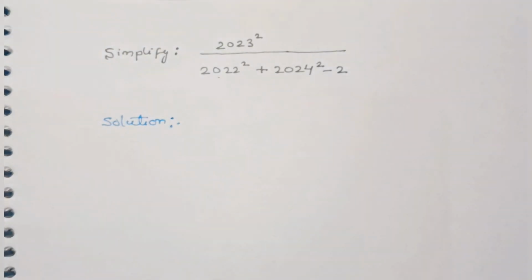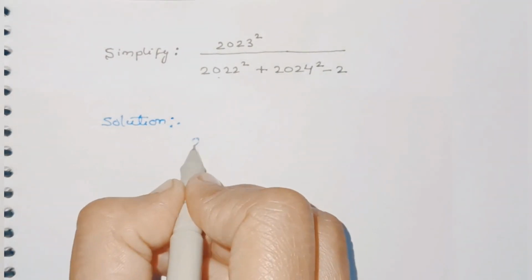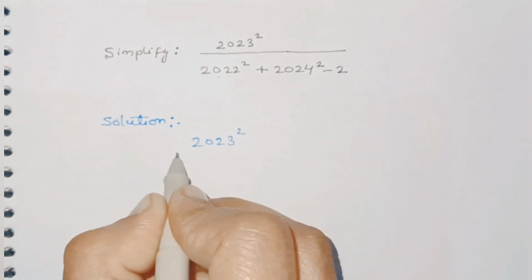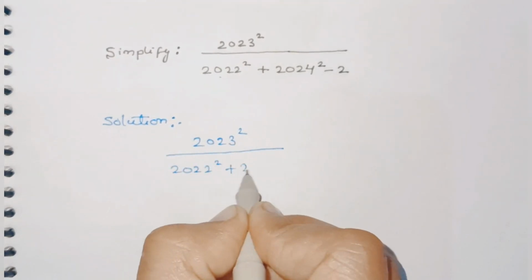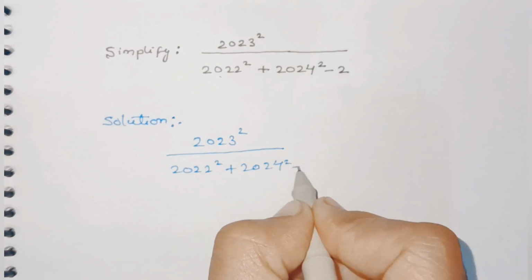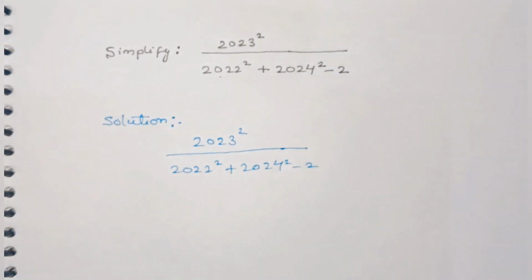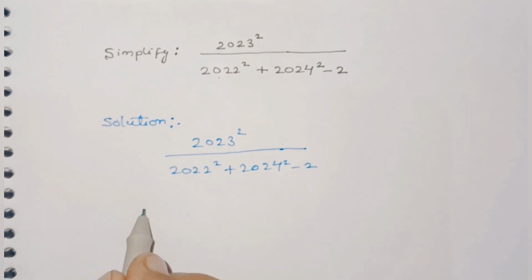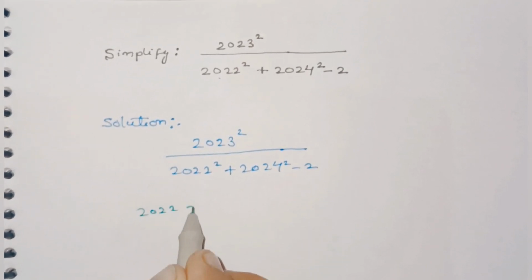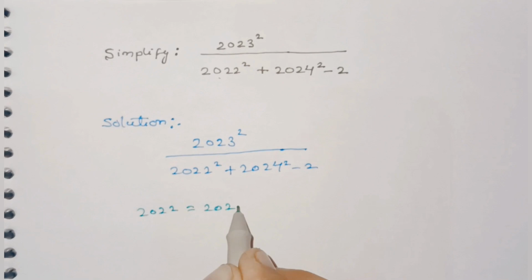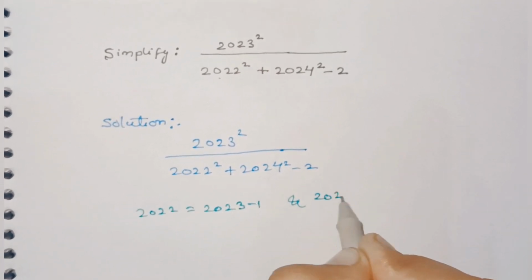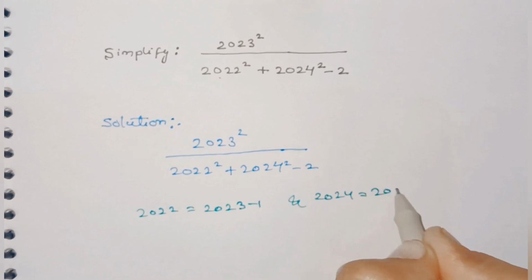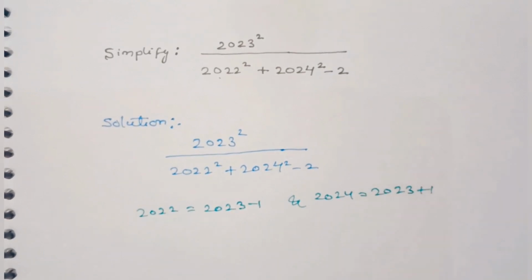First we'll write given as it is. For such kind of problems, we try to solve it manually without using calculator. Now here the trick is, we can write 2022 as 2023 minus 1 and 2024 as 2023 plus 1. Let's substitute in our expression.